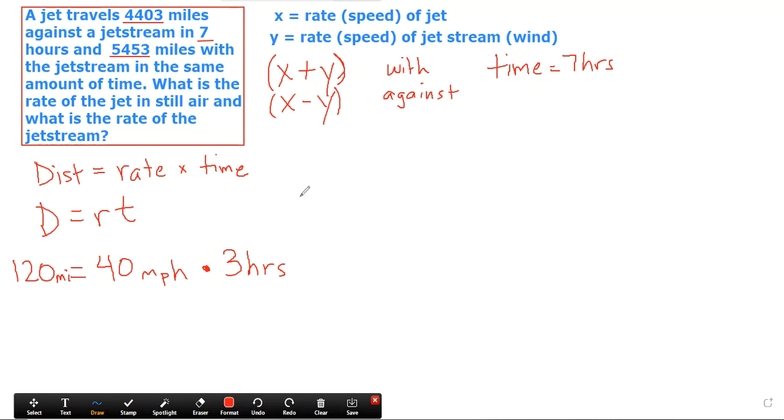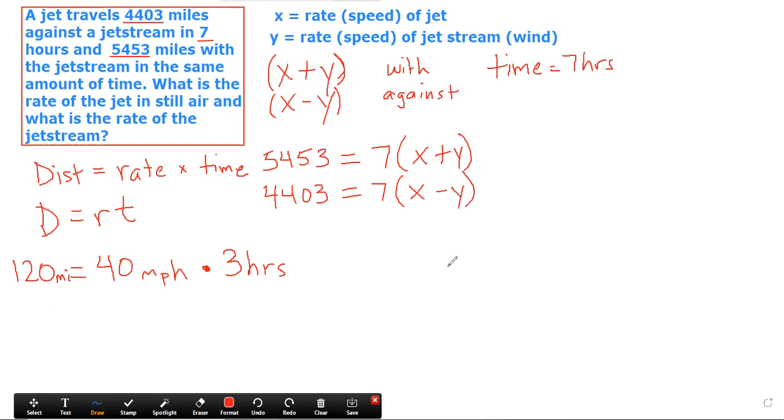And in this case, the distance that we've traveled when you're going with the wind is 5,453 miles. The rate would be x plus y, and you're traveling that for 7 hours. When you're going against the wind, the distance was 4,403 miles, again for 7 hours, and for the rate, you're going to have to subtract the wind from the jet's original speed.